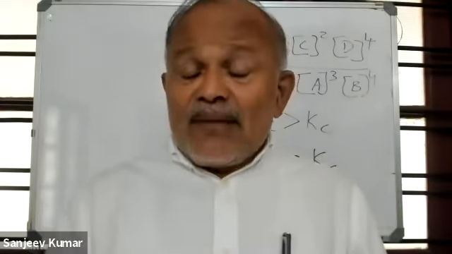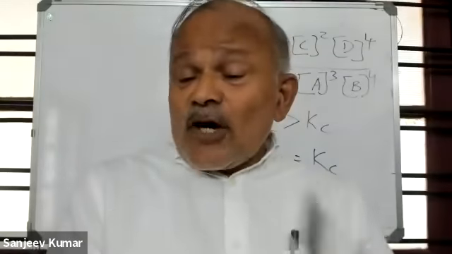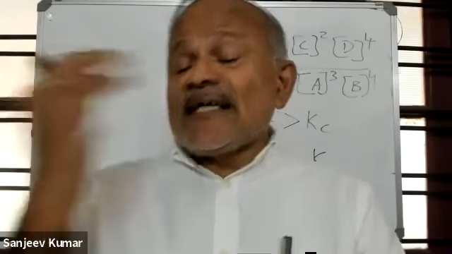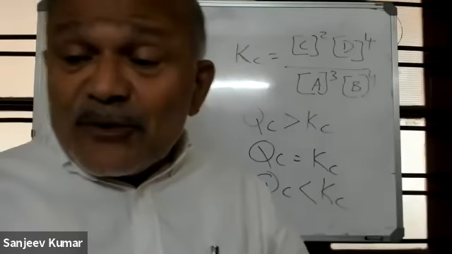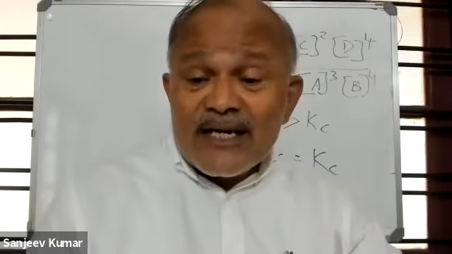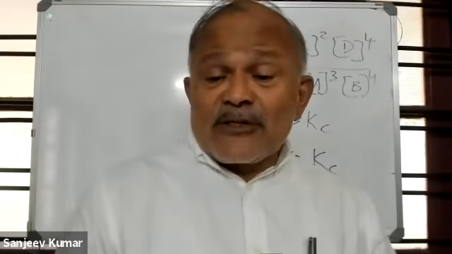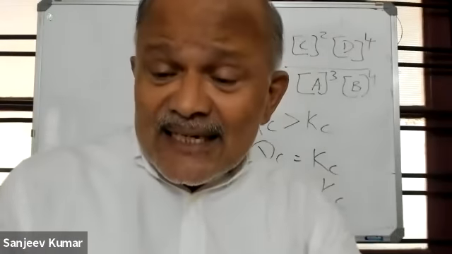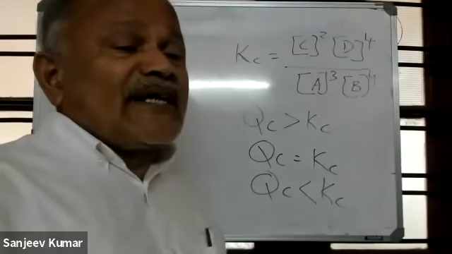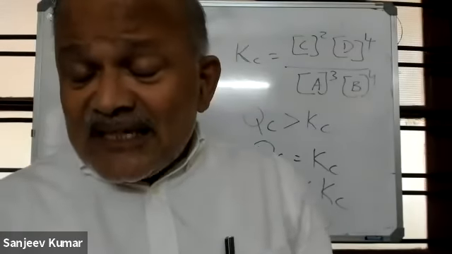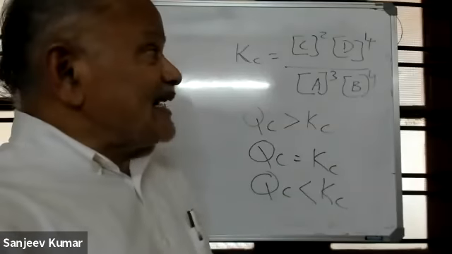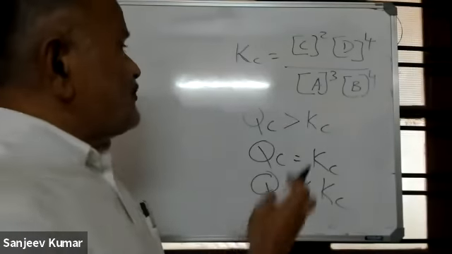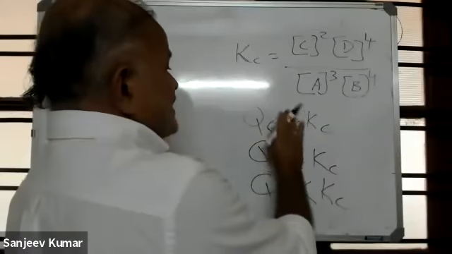In this question, certain concentrations of A, B, C, and D are taken. Therefore, you have to find out the Qc. And if the Qc value is equal to Kc, it is at equilibrium. If the Qc value is greater than Kc, initially backward reaction will take place. And if Qc is less than Kc, initially the forward reaction will take place. And therefore, we can find out the value of Qc.